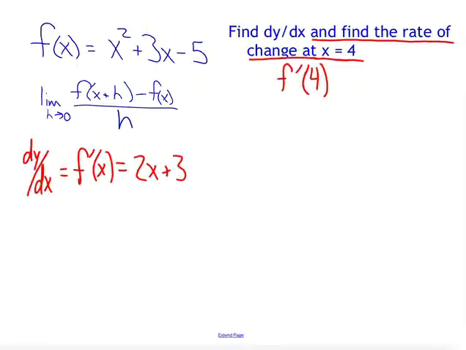In other words, we want to find f prime of x and then plug in 4. So, since we know f prime of x is 2x plus 3, we're going to take that 4 and plug it in for the x. And we now get 8 plus 3, which is 11.